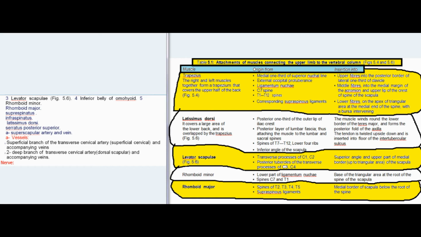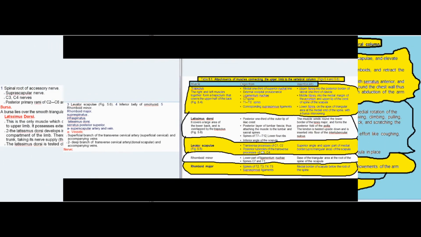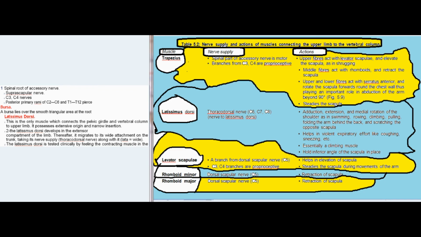Suprascapular artery and vein. B. Vessels. 1. Superficial branch of the transverse cervical artery, superficial cervical, and accompanying veins. 2. Deep branch of transverse cervical artery, dorsal scapular, and accompanying veins. C. Nerves. 1. Spinal root of accessory nerve. 3. Suprascapular nerve. 4. C3, C4 nerves. 5. Posterior primary rami of C2 to C6 and T1 to T12.